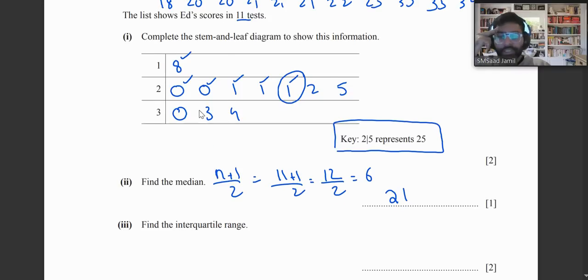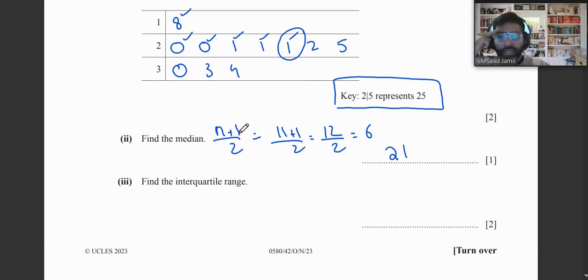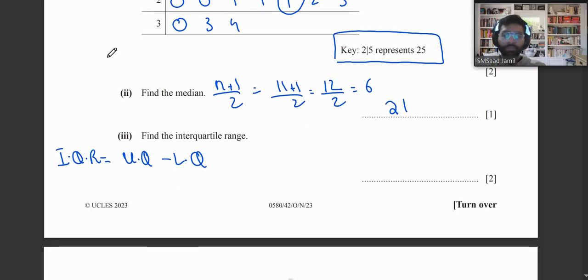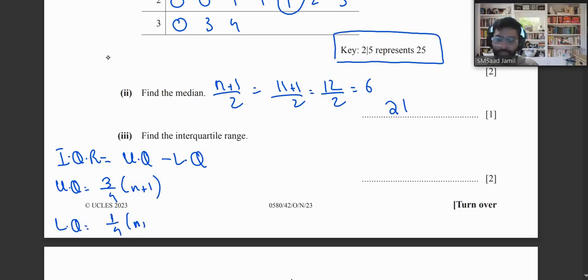Okay. Then we have find the interquartile range. Interquartile range is equal to upper quartile minus your lower quartile. Okay, so what's the formula for upper quartile? Upper quartile is 3 upon 4 multiplied by n plus 1, and lower quartile is 1 upon 4 multiplied by n plus 1. So let's find it out.